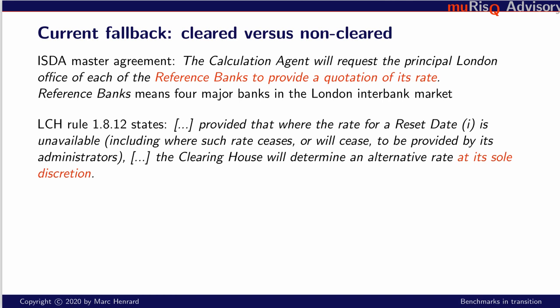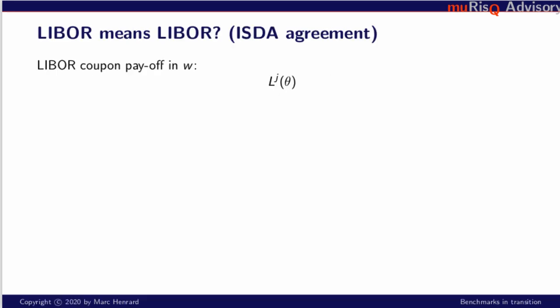On the CCP side, the house rules are roughly a copy and paste of the ISDA master agreement, except for some small details. And one of those details is what happens in case the rate is unavailable. The LCH rule is on the screen, and it says that in that case, the clearinghouse will decide on an alternative rate at its sole discretion. So the important part is at its sole discretion, meaning that the derivative users have no choice and don't know what will happen. So let's try to summarize that in a couple of formulas.